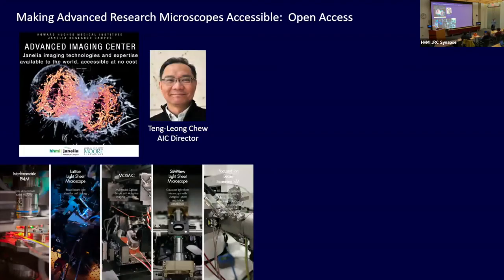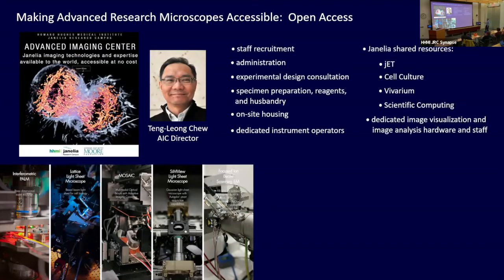The first is open access, like our AIC here at Janelia. So this has been a very popular facility to be able to use, like our lattice light sheet, Harold's FibSem, and other techniques. But it requires a lot of resources. You can see that it really relies heavily on the resources that are only available at places like Janelia.